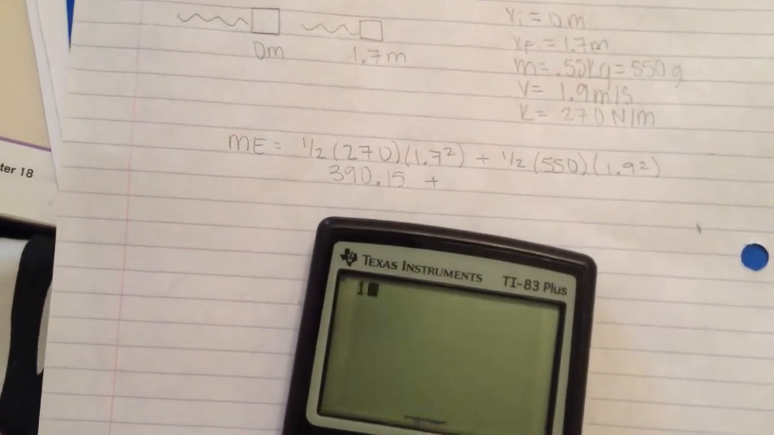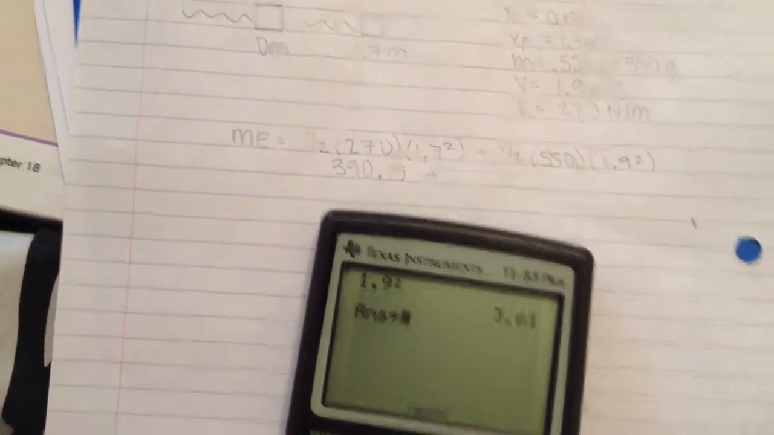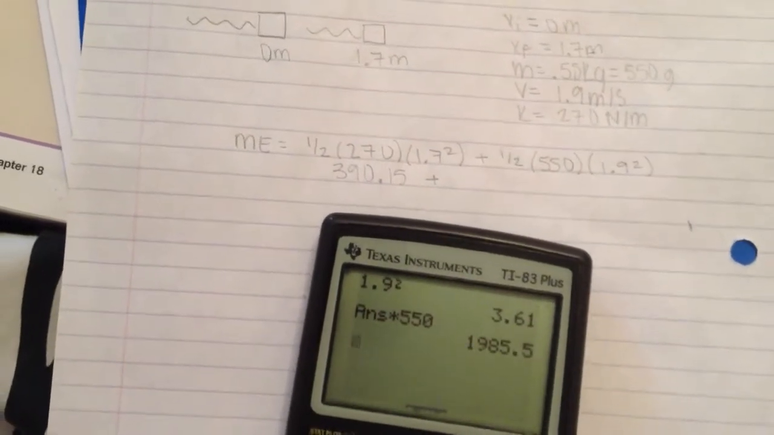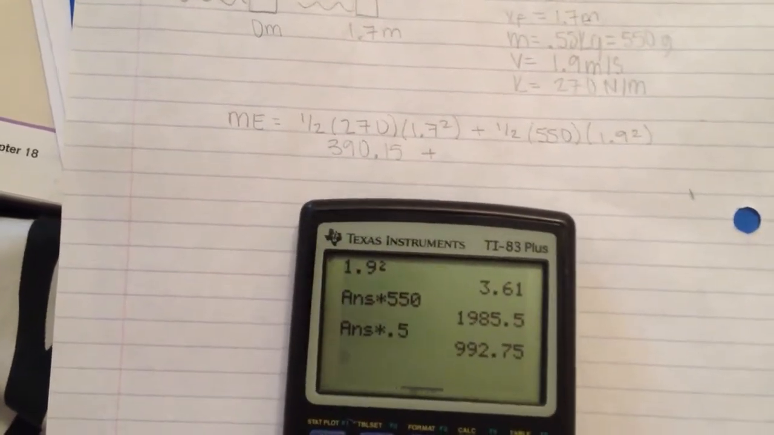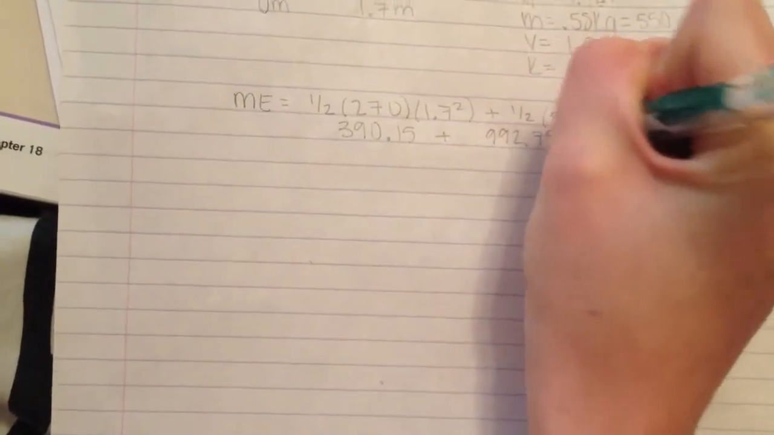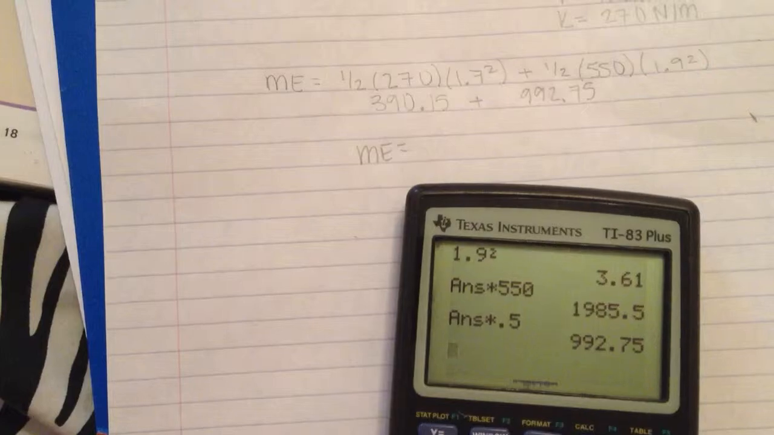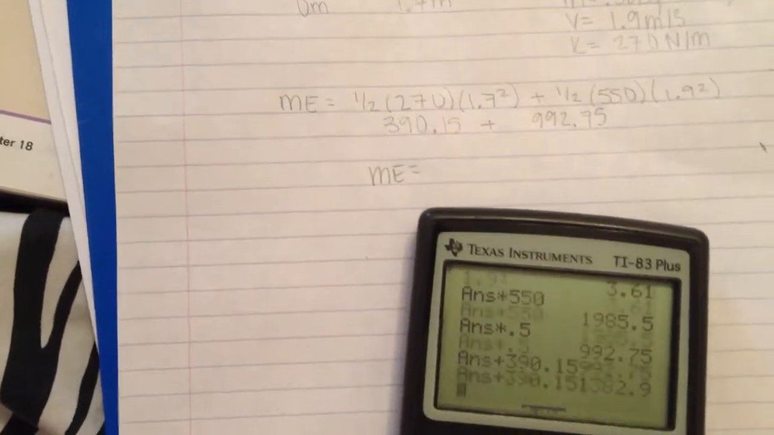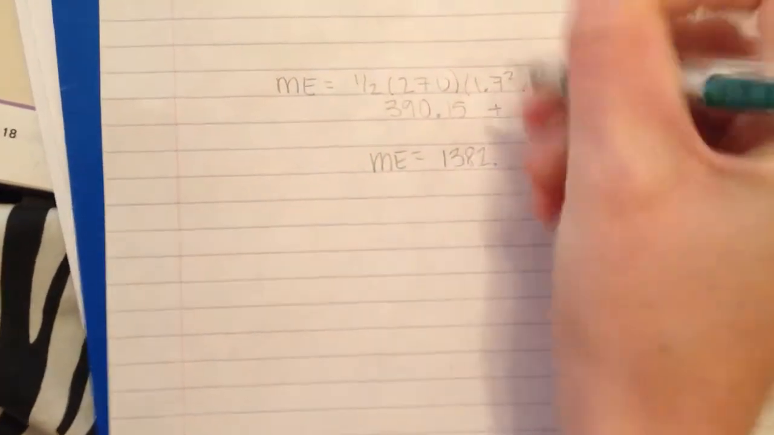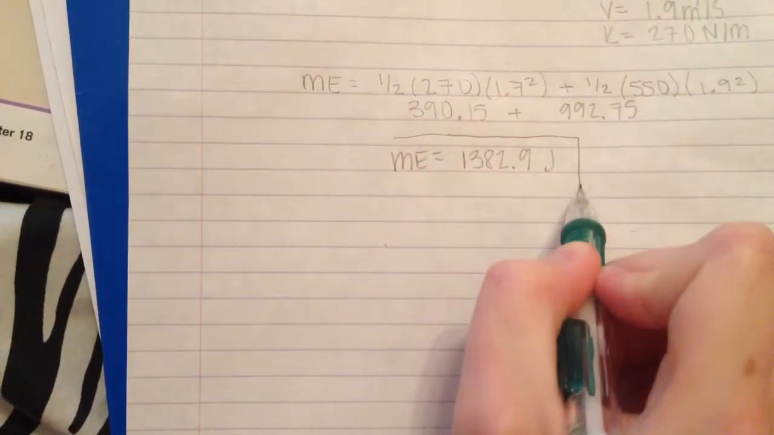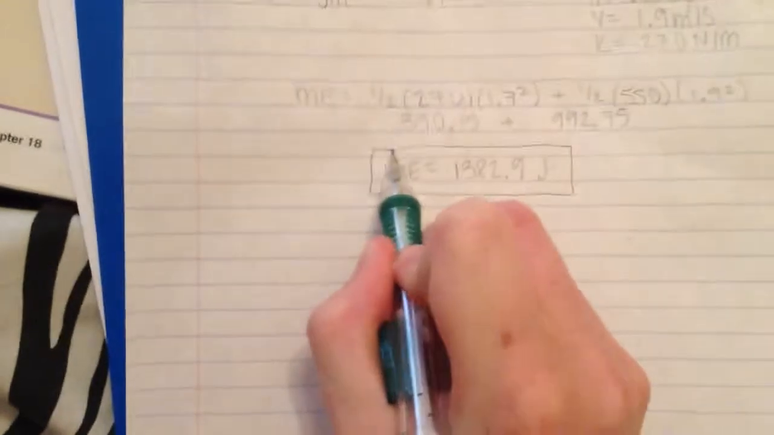And then we will be adding the other half of the equation, which is the velocity squared times the mass times 0.5. And we get the other half is 992.75. So when you add that, you will get the final mechanical energy, and we get it is 1,382.9, and that is in units of joules, and that is the mechanical energy conserved.